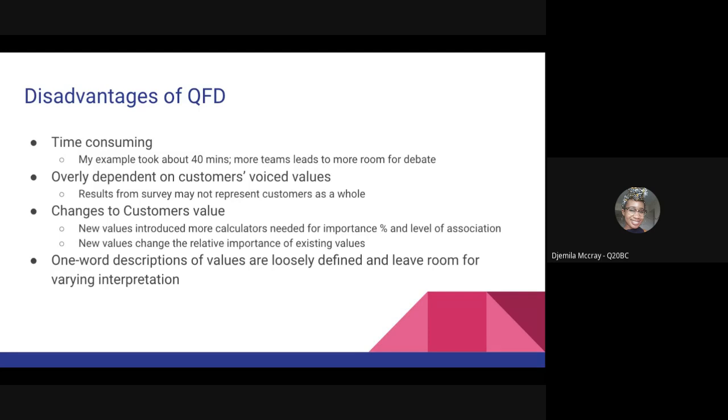And when it comes to these one word descriptions, they're a bit narrowly defined and can leave room for interpretation. For example, when the customer mentioned they want their wheels to be fast, does that mean are they going fast in a straight line? Are they turning fast? Are they stopping fast? There's a lot of different ways that one could interpret that.